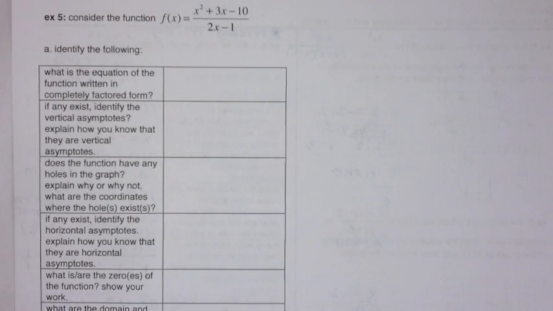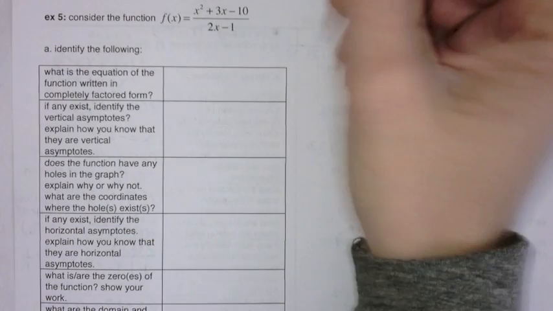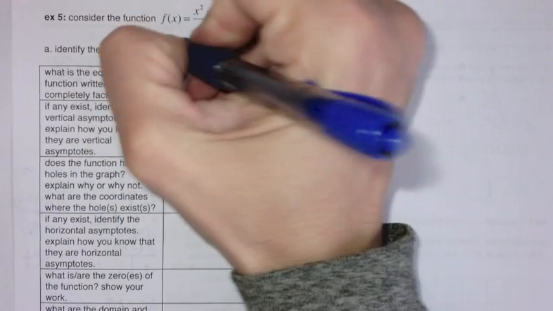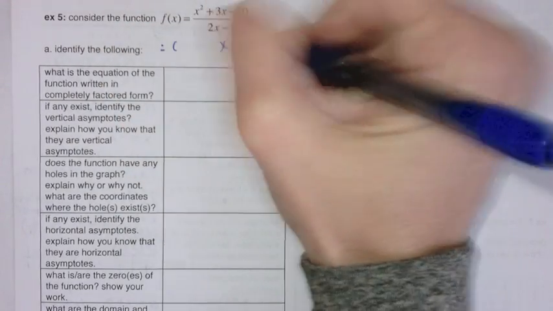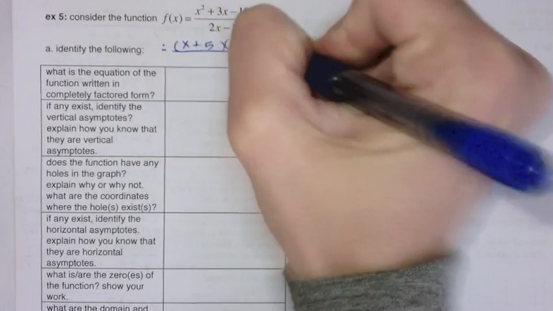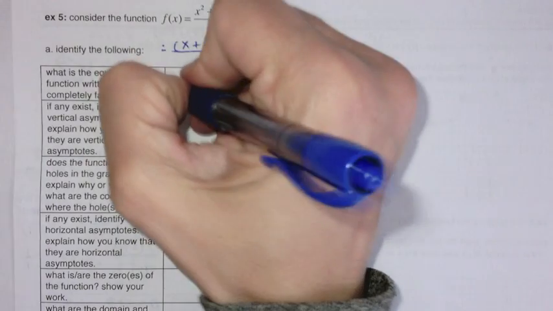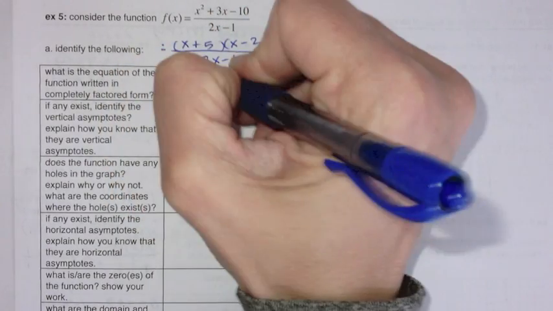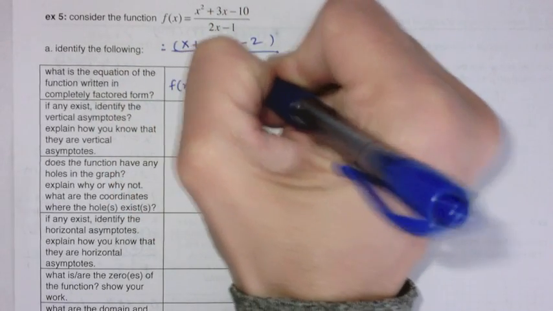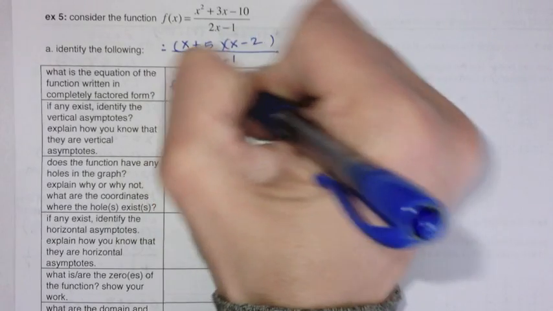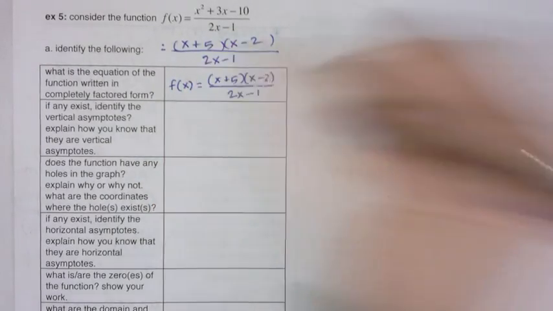All right, flip it over for our last problem. This is probably a shorter set of notes just because we took so much time and were so thorough yesterday. So this says consider this function. I'm going to factor it: x plus 5, x minus 2, 2x minus 1. Nothing cancels, so f of x equals x plus 5 times x minus 2 over 2x minus 1.